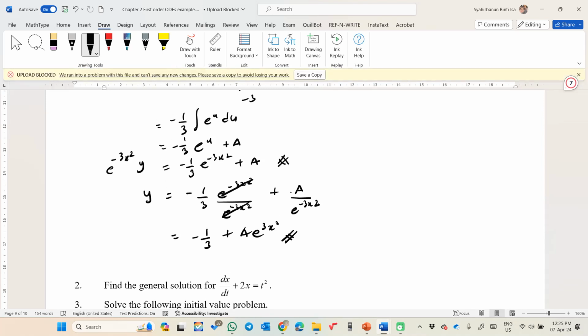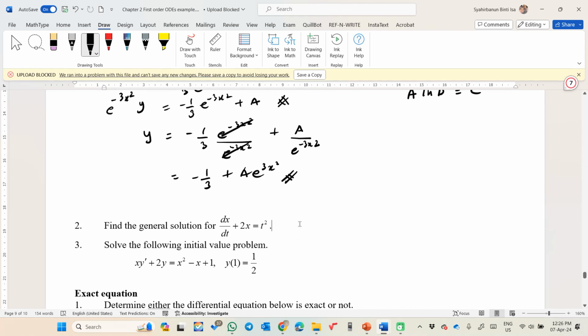Once again, for the term a, we cannot change to the new constant. We can change to the new constant if we have a times e to the b. e to the b is constant, so we can change to c. Or if we have a times ln b, ln b is also constant. Constant times constant is the new constant. But this is not a constant, this is a function of x. So we cannot change a divided by any function of x as the new constant. Just leave it in that form.